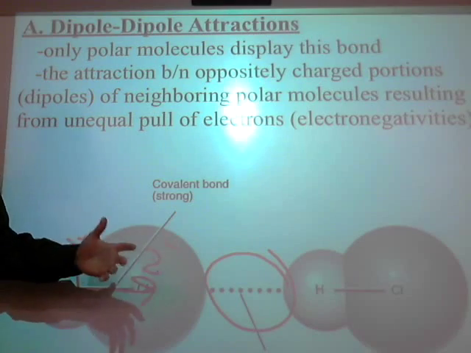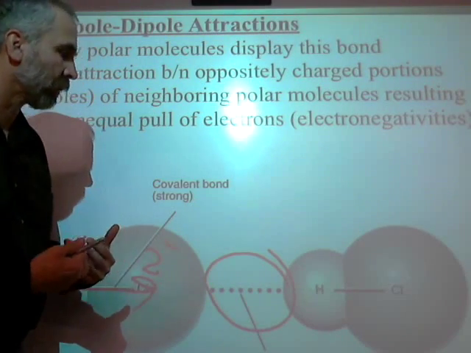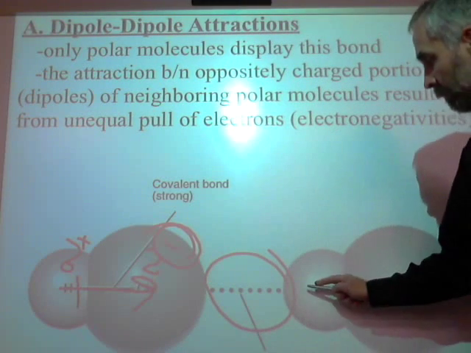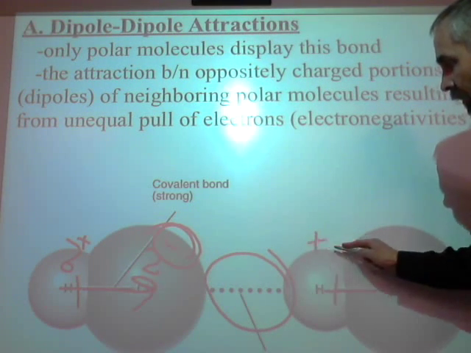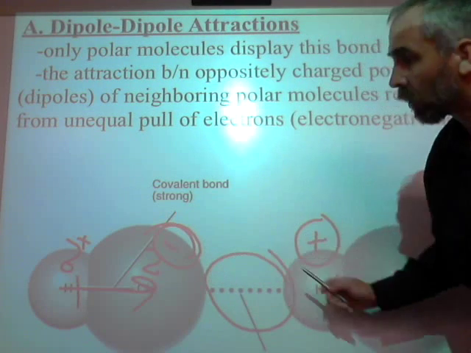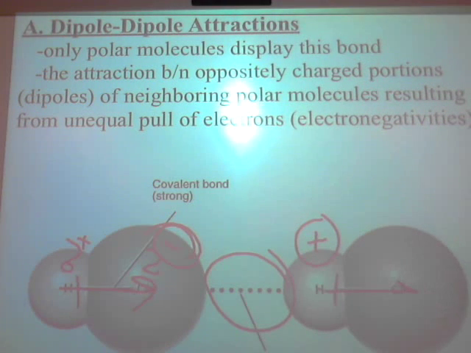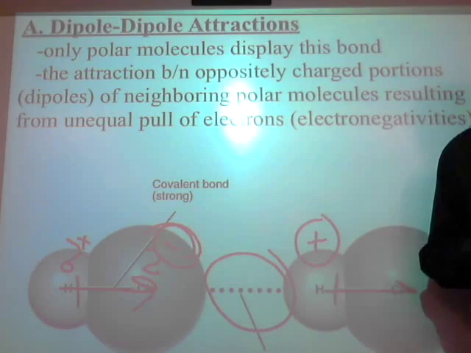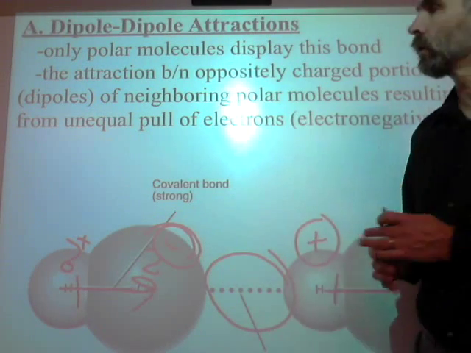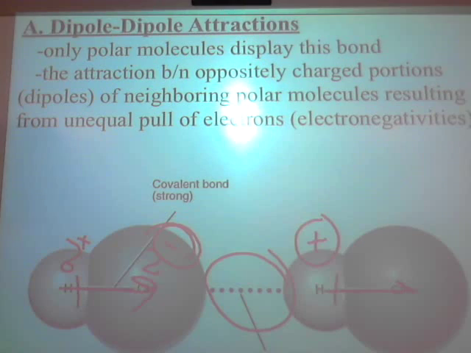He's going to pull those electrons. They're going to spend more time around his nucleus. So this guy's going to be a little bit negative. Well, vice versa. This guy's going to be a little bit positive, right? So that positive and that negative are going to attract each other. That's the dipole-dipole attraction. And that's a relatively strong attraction, but it's nowhere near as strong as a special case of this, which would be what?